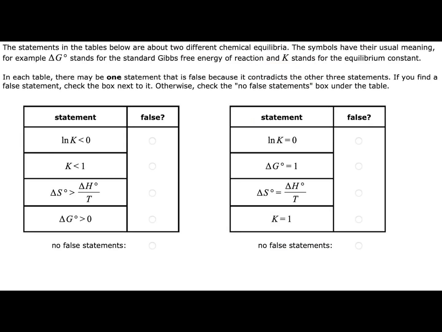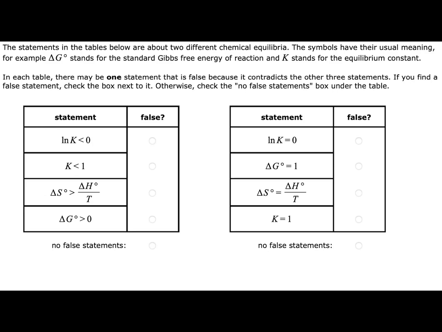Here is our first problem. We have two tables of statements here for two different chemical equilibria. And what we want to decide is if these statements all agree or if one of these statements might be false. So the maximum here in either scenario is that one statement is false or that no statements are false. Those are the two options. And if one of the statements is false, we want to indicate which one is false.